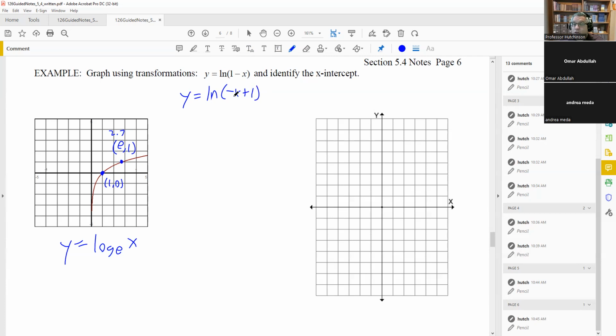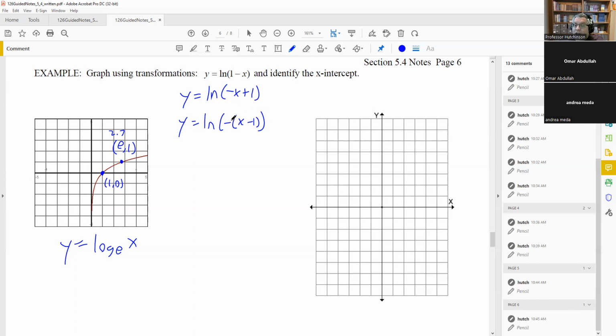Well, then what I'm going to do is I need to factor out a negative, because I want to get x to be positive. The transformations only work if I have a positive x. So I'm going to factor out a negative, and that's going to flip this sign as well. So inside the parentheses I have x minus 1. If I were to multiply this out, I would get the same thing I started with, negative x plus 1, which is also the same as 1 minus x.